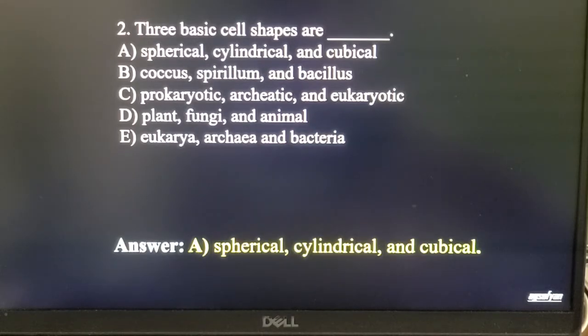Yes, if you answer A, spherical, cylindrical, and cubicle, you are correct. So this is 3 basic cell shape, any cell, okay, not only bacterial cell, but all type of cell, including human cells, animal cell, plant cell. They are actually 3 basic shape, which is round, like spherical, and cylindrical, which is long cell, and cubical, like a cube, okay, square cell.